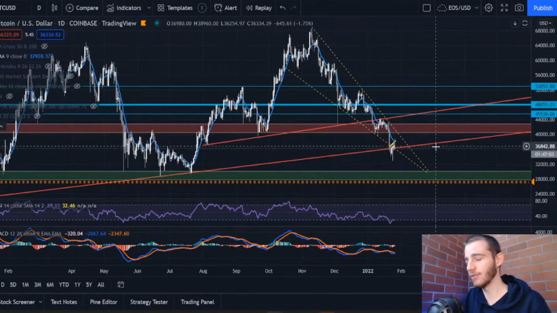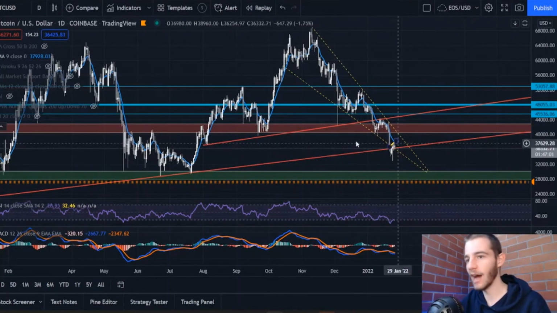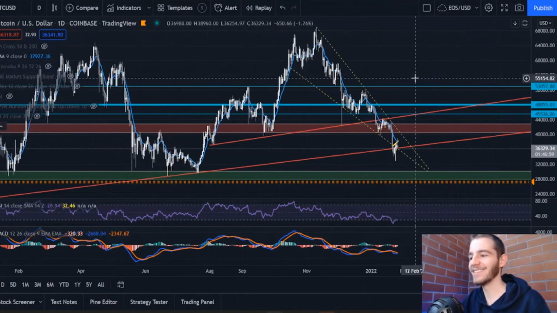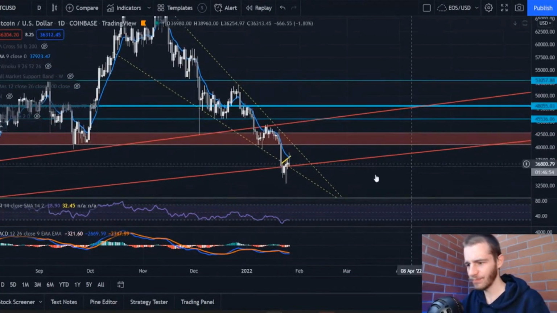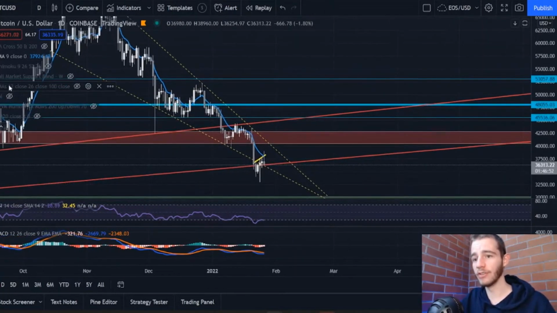But daily chart on Bitcoin, let's get into it. We have the descending wedge formation as usual, as I've probably said thousands of times in the last 2 weeks, right? Descending wedge formation, these yellow dotted lines. We've broken back into the wedge. Very interesting, right? Very interesting.